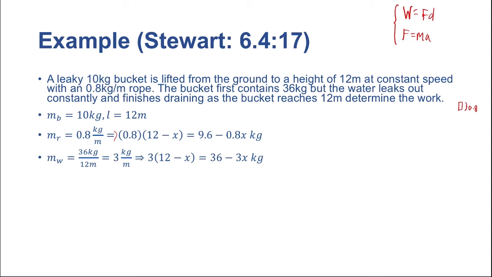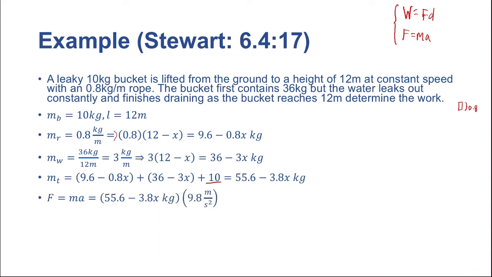So now we can determine the total mass of our system. The total mass is the sum of the mass of the rope, the mass of the water, and the bucket. So we are going to have 9.6 minus 0.8x plus, we open a parenthesis, 36 minus 3x, close parenthesis, plus 10. And that is equal to 55.6 minus 3.8x kilograms. All right, so we also need to add, of course, the mass of the bucket. Sorry, I should have mentioned that. We're adding the bucket here.